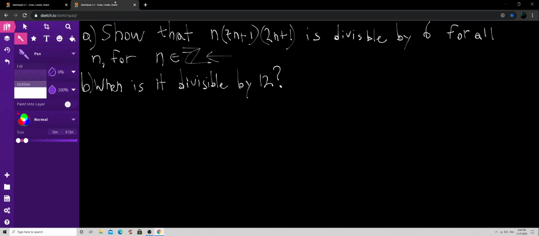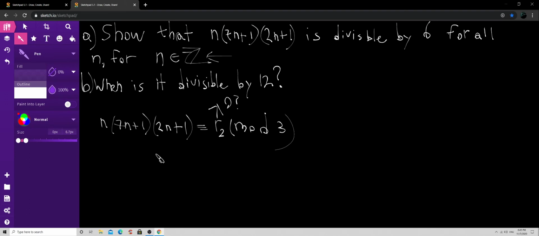So now let's show that our expression n times 7n plus 1 times 2n plus 1 is congruent to some r2 mod 3, where we want to show that our r2 is 0. And this again is just saying that this is always divisible by 3. So we can again simplify this in our given modulus.